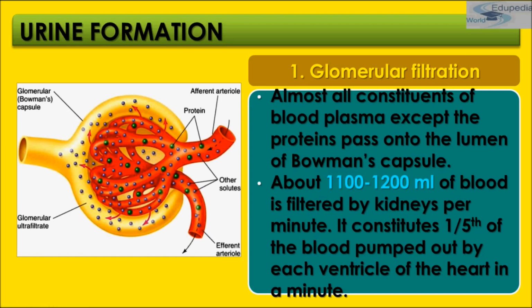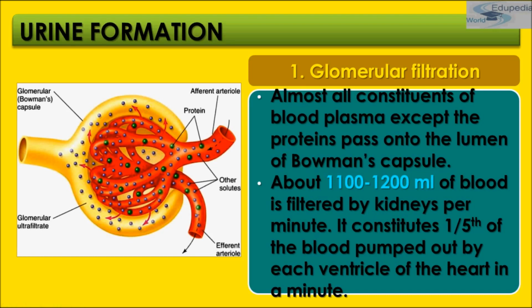The blood leaves the glomerulus through the efferent arteriole. See, the blood is leaving through the efferent arteriole. The diameter of the afferent arteriole is wider than that of the efferent arteriole. Please note that. Hence the blood in the glomerulus is under pressure because the afferent arteriole has a greater diameter in comparison to the efferent arteriole.